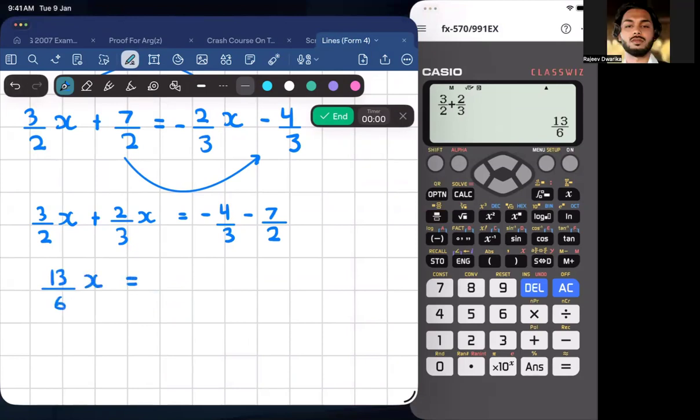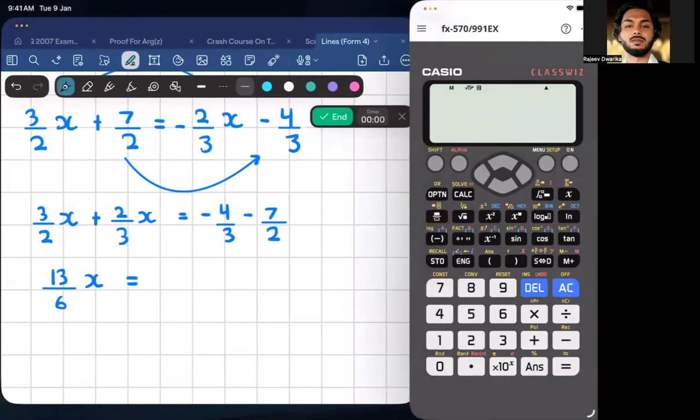Right? And that will be equal. And we're going to do the same story over here. So you're going to say minus 4 over 3. Right? So Avinash, minus 4. Then press the fraction button, 3. So tell me if you're with me so far.